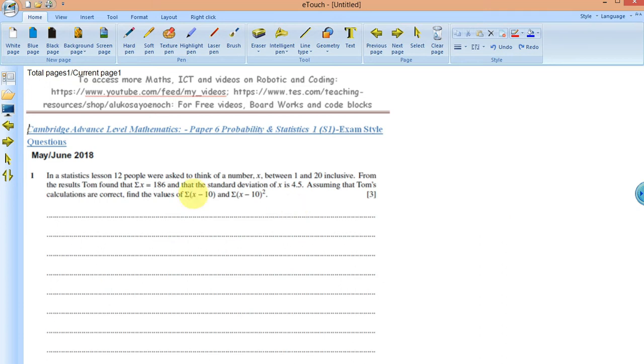In the statistics lesson, 12 people were asked to think of a number x between 1 and 20 inclusive. From the results, Tom found that the summation of x is 186 and that the standard deviation of x is 4.5. Assuming that Tom's calculations are correct, find the value of summation of x minus 10 and summation of x minus 10 squared.